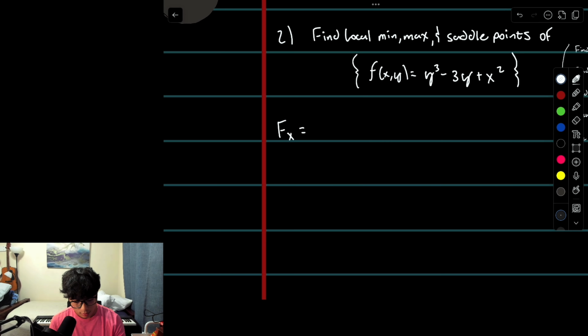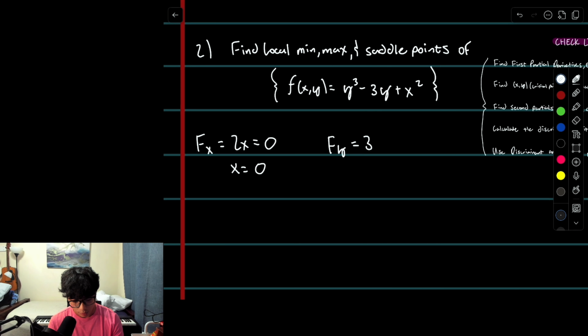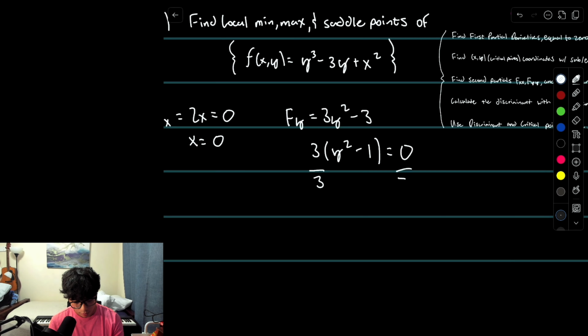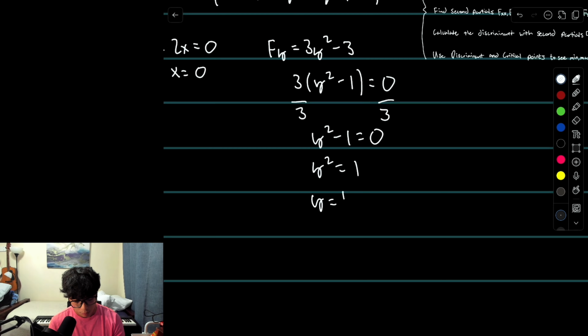So f_x equals 2x, which again set to 0, immediately gives us our x, which equals 0, and our f_y equals 3y squared minus 3, which you can see we could take out a 3, giving us 3 times y squared minus 1 in the parentheses equals 0, and dividing both sides by 3, we get y squared minus 1 equals 0, y squared equals 1, and finally y equals plus or minus 1.